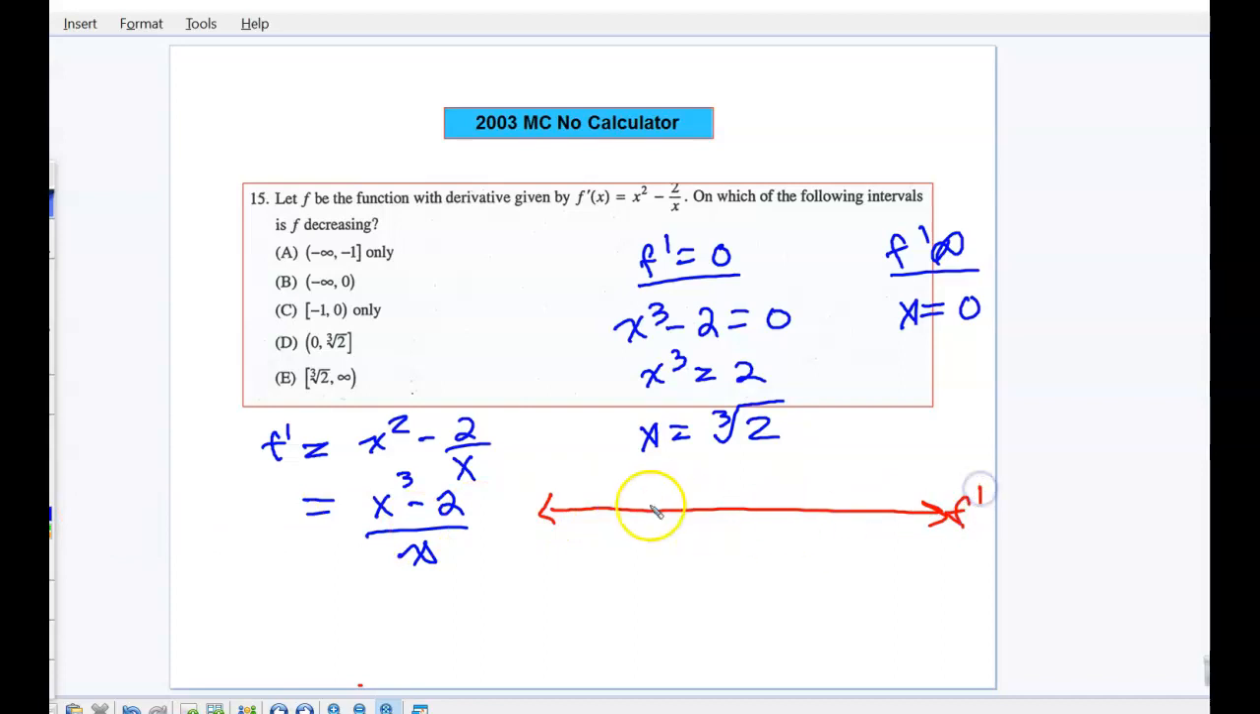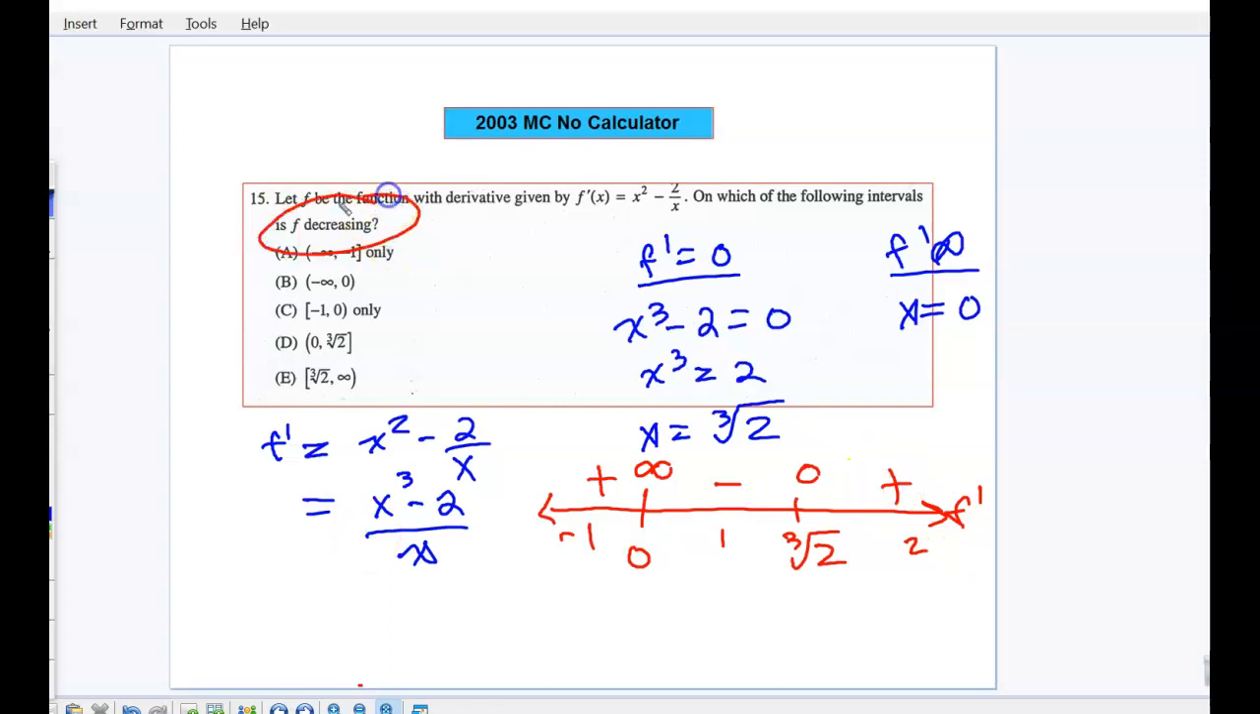So now I would place 0 and cube root 2 on my number line. This is undefined. This is a 0. Let's use 1, 2, and -1. Plugging into the derivative, -1 cubed minus 2 is negative, divided by -1, that is going to be positive. Plugging a 1 in, it's going to get negative on top, positive on the bottom, so it's going to be negative, and a 2 is going to be positive, positive.